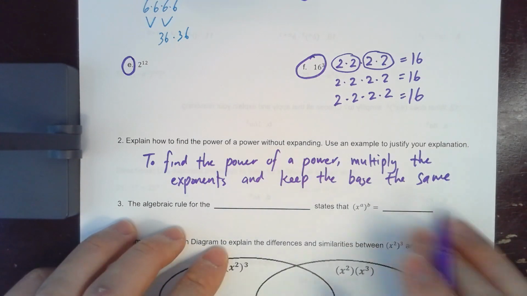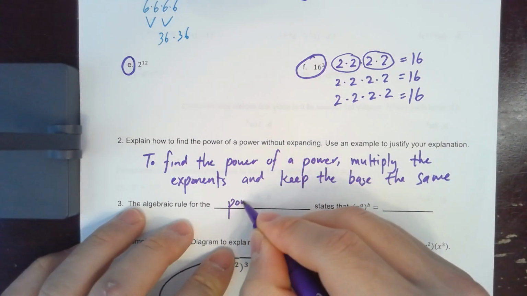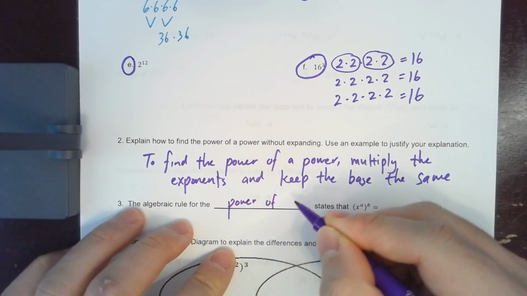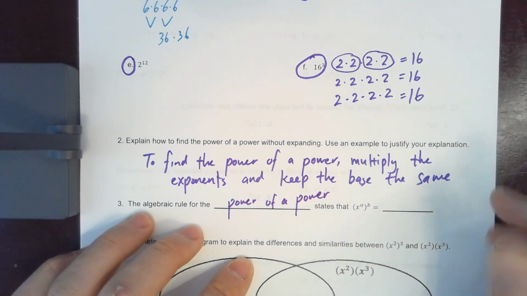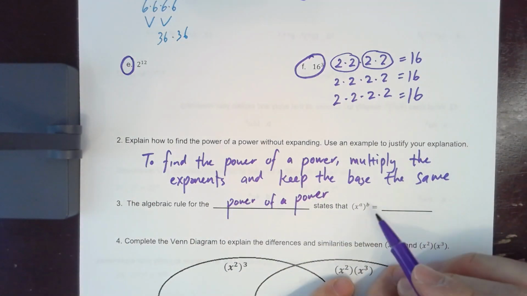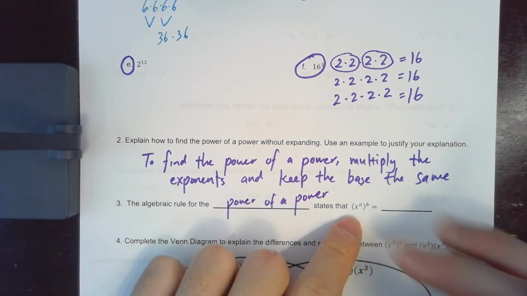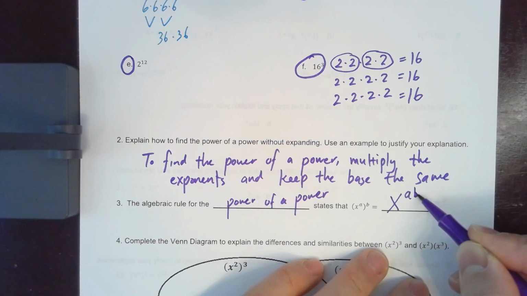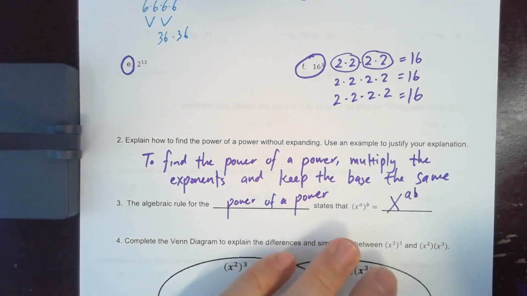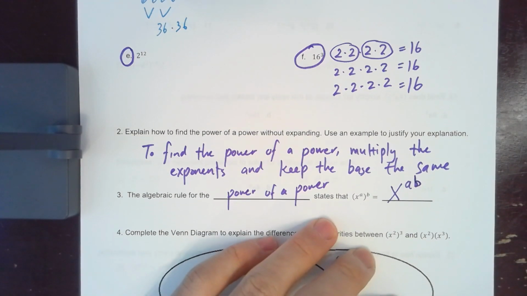Okay, the algebraic rule for the power of a power states that x to the a, a power with a b outside of that group, is really x to the ab. Wish I wrote that b a little bit clearer. x to the ab. Okay.